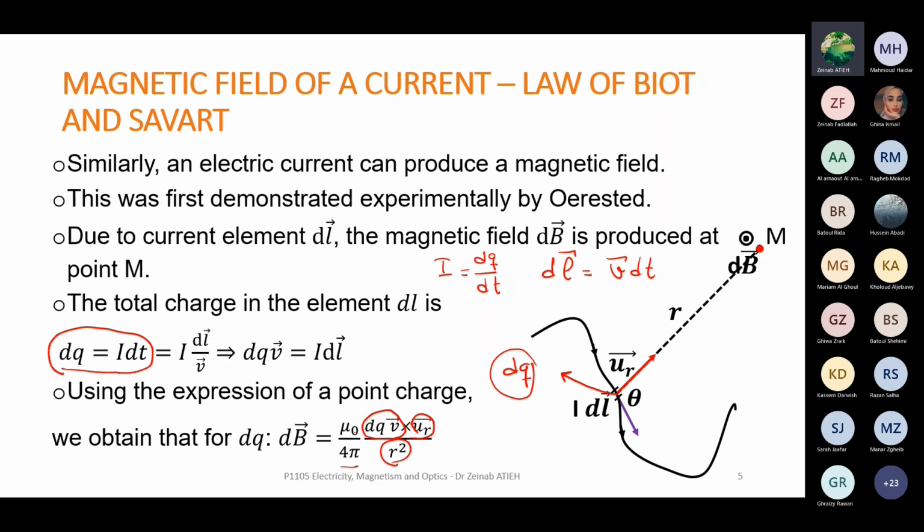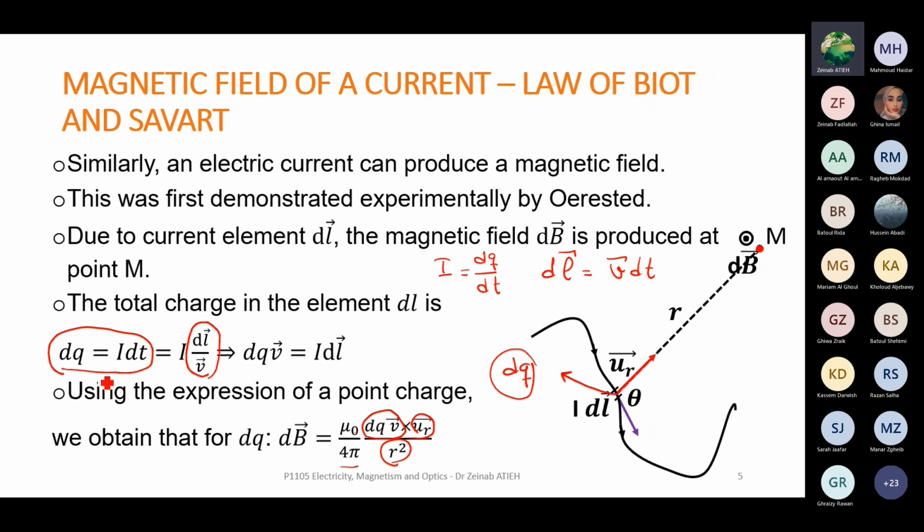Okay, this is a current element, dl. What is v? v is the speed of my charge. So instead of dt, I'm writing dl vector over v. I will repeat again. What is dl vector? If you want to consider it, it is the distance that dq will travel during time dt. As a vector, it is drawn tangent to the current. v is the speed of the charge.